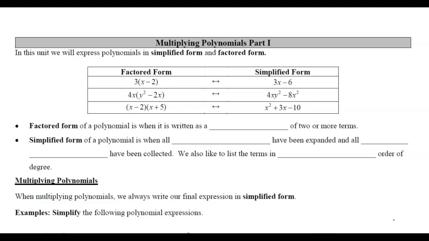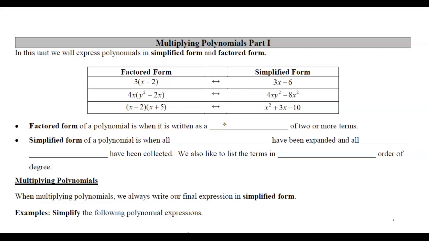Okay, we just did some of this multiplying. So what we're going to learn throughout this whole unit is simplifying, so expressing polynomial expressions in simplified form, and then also factoring. They're the opposite operation because obviously if we simplify, we're multiplying out, and if we're factoring, we're dividing.